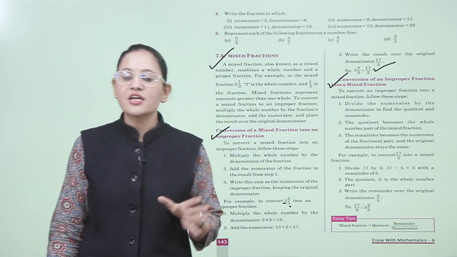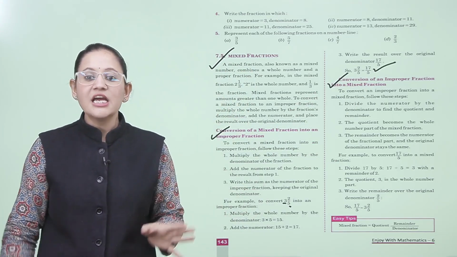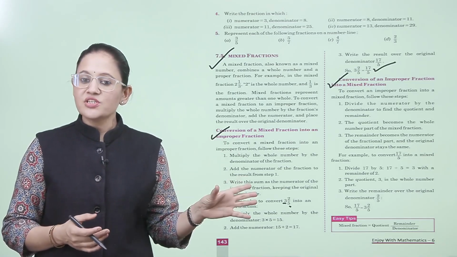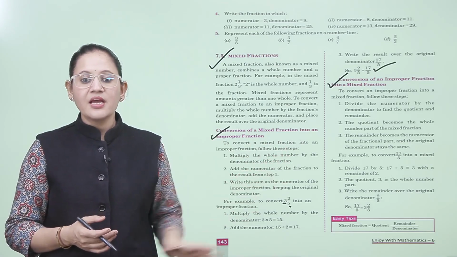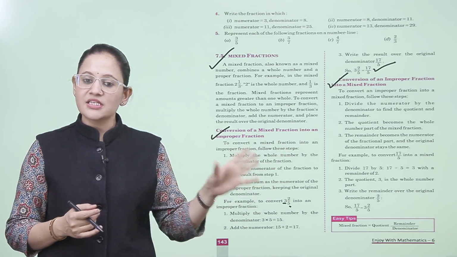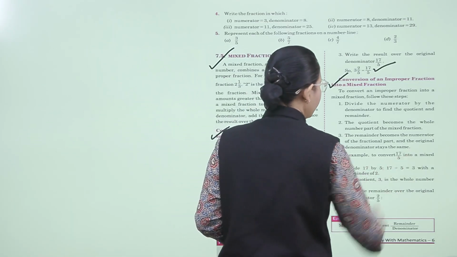Next is conversion of an improper fraction into a mixed fraction. To convert an improper fraction into a mixed fraction, divide the numerator by the denominator and find the quotient and remainder. The quotient will become our whole part, the remainder will become the numerator of the fraction, and the original denominator stays the same.